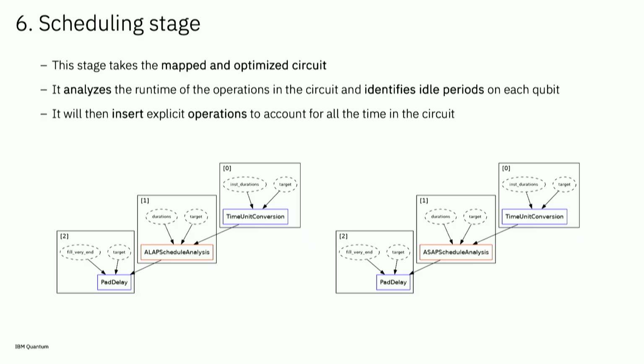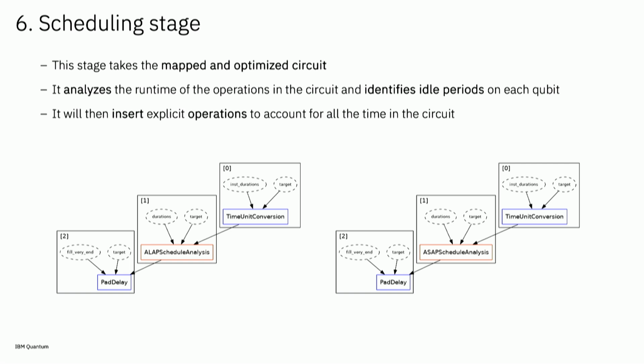And then that leads us to our last stage, the scheduling stage. The scheduling stage is, okay, we've now mapped our circuit, translated it, optimized it, so we have something that should produce good results on the device. But there are some times where you need to account for the timing of the circuit. The best example is dynamical decoupling, which Peter will talk about later today. But if you need to account for the timing, that's where the scheduling stage comes in.